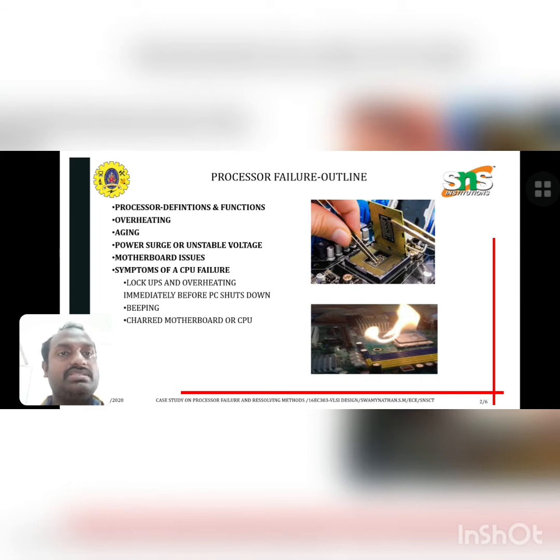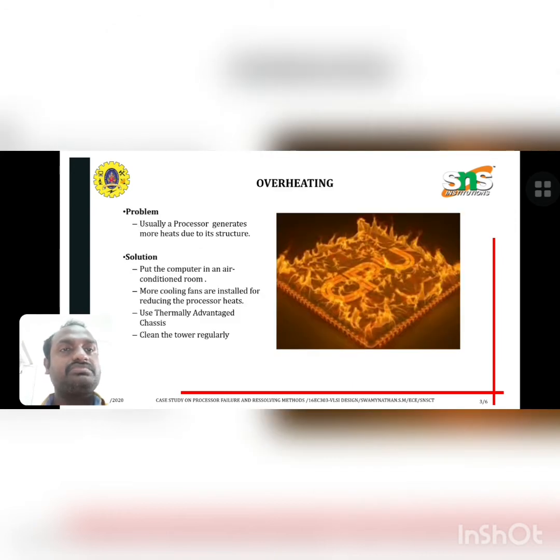Now let us discuss the processor failures and their resolving methods. What are the ways the problems occur, and what are the ways we recover or remedy the problems? The first one is overheating. Normally, if we consider VLSI design, three parameters are important. The first one is speed, the second one is area, and the third one is power. These three parameters are very important when we consider VLSI design.